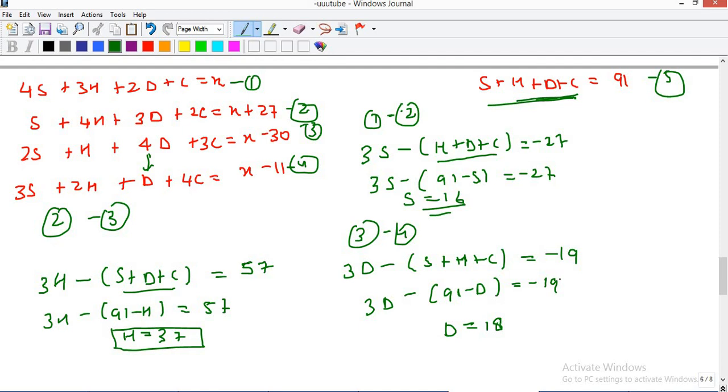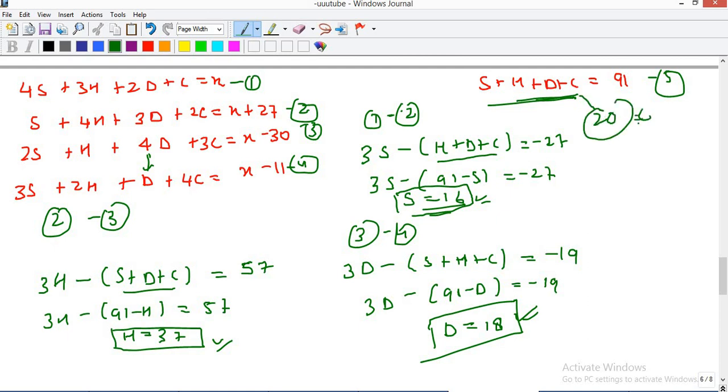Okay, so I've got S, I've got H, I've got D, so I can quickly find out C. I have got D, I have also got H, and I have also got the value of S. So I can quickly find the value of C also. 18 plus 16 is 34. 37 plus 34 is nothing but 71. So C will be 91 minus 71, which is nothing but 20 from this equation. So the value of C is equal to 20.